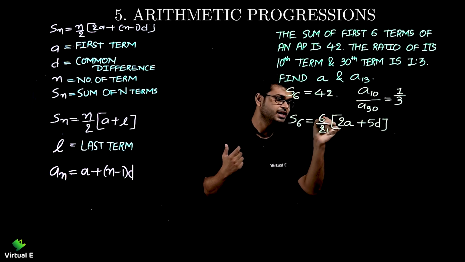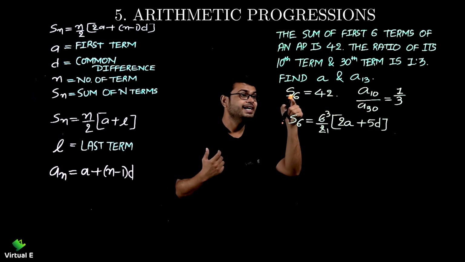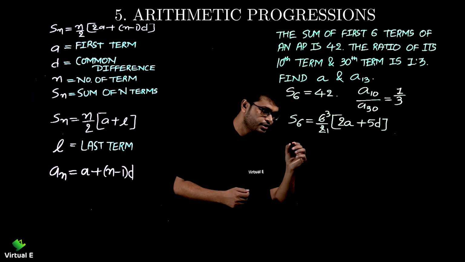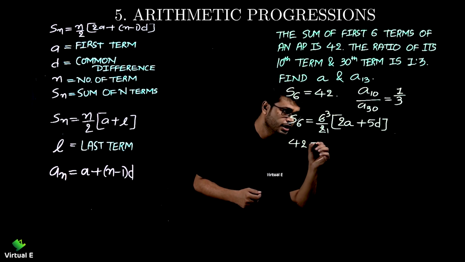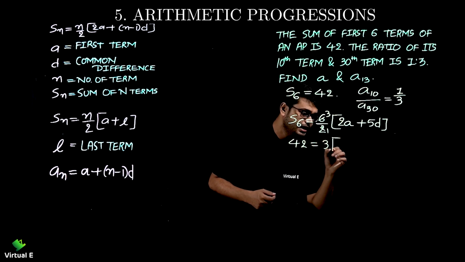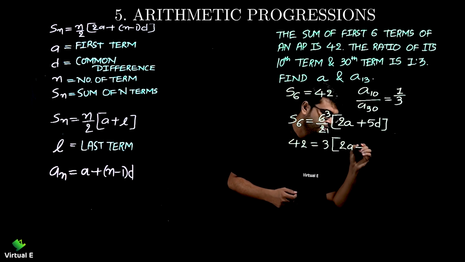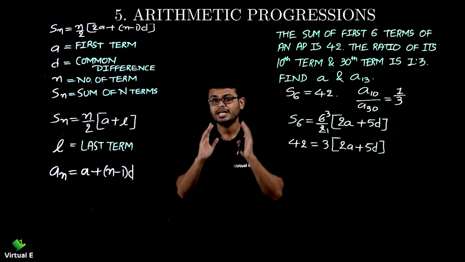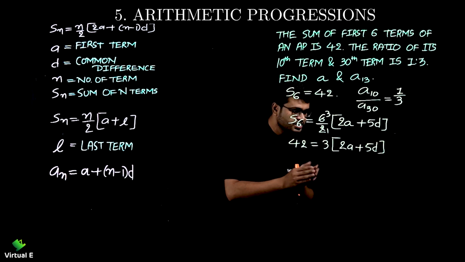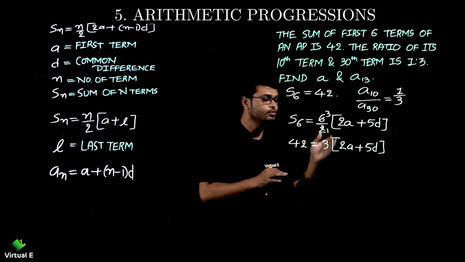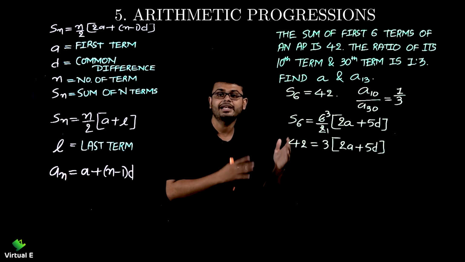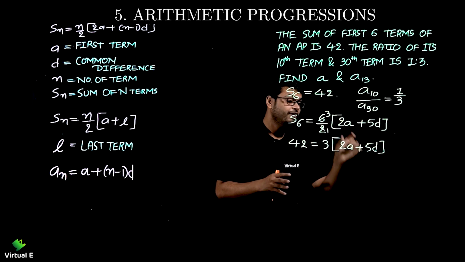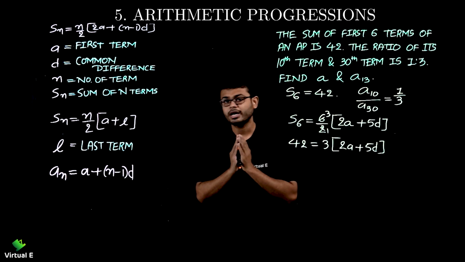Here 2 1s are 2, 3 1s are 3. What is the S6? Which is 42. So 42 is equal to 3 into (2a plus 5d). I cannot do any simplification, so I'll keep it as it is. Do not even by mistake write here 7ad. 2a plus 5d, 2 plus 5, 7, then ad. No, it's incorrect. If variables are not equal, we cannot add them.